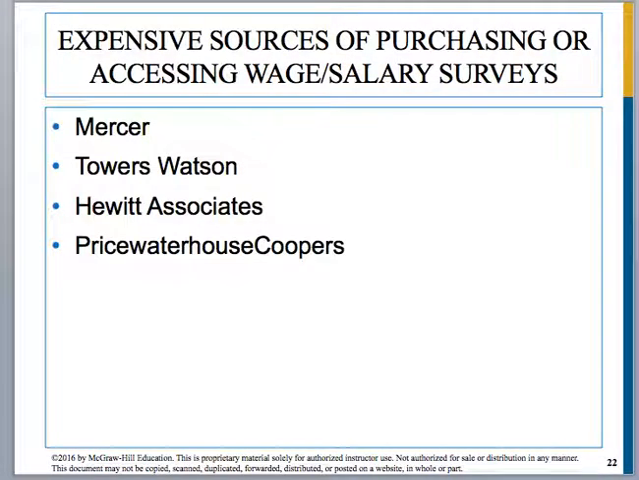There are expensive sources for purchasing or accessing wage salary surveys, and you can see some here. They're very expensive to gain access to: Mercer, Hewitt Associates, Towers Watson, and PricewaterhouseCoopers. Most of you have probably heard of PricewaterhouseCoopers.